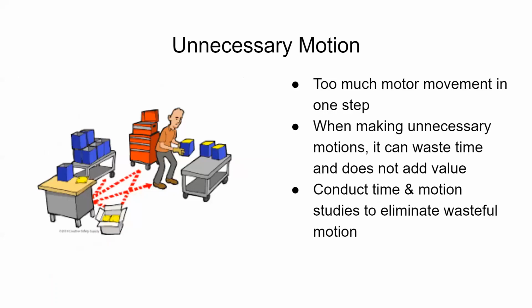The fourth MUDA is unnecessary motion. This is one where too much motion is going on in one step. When you make unnecessary motions, it can waste a long time and doesn't add any value to the product that you're making. One example of this is hammering nails. When you lift a hammer, lifting it too high will waste more time and is simply unnecessary. Time and motion studies are a great way to find those wasteful motions and eliminate them.